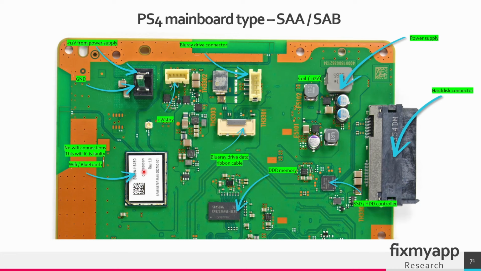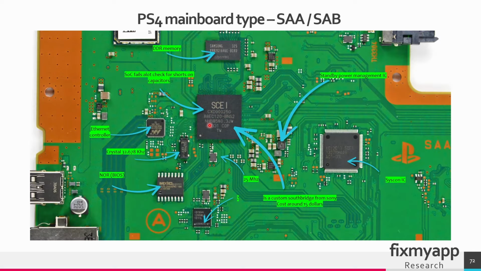This is the Wi-Fi Bluetooth chip. This is some DDR memory. This is the SSD or the HDD controller. And this is the hard disk connector. This is the Southbridge, DDR memory, Syscon chip. I do not know what this is. This is the NOR or the BIOS chip. This is the crystal oscillator, the Ethernet controller.